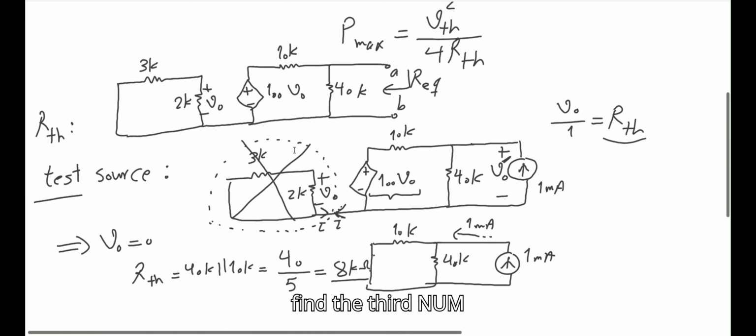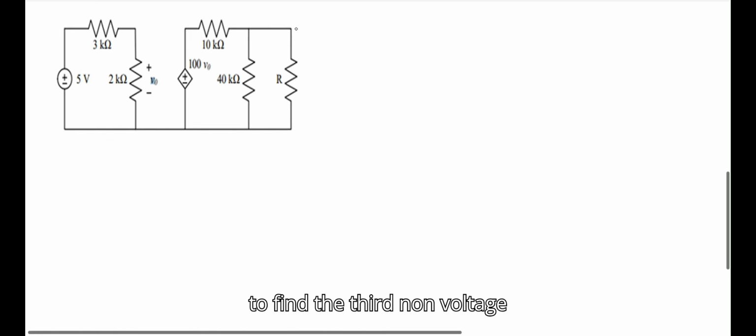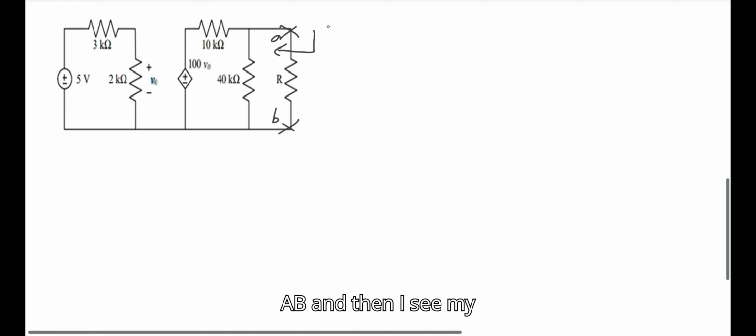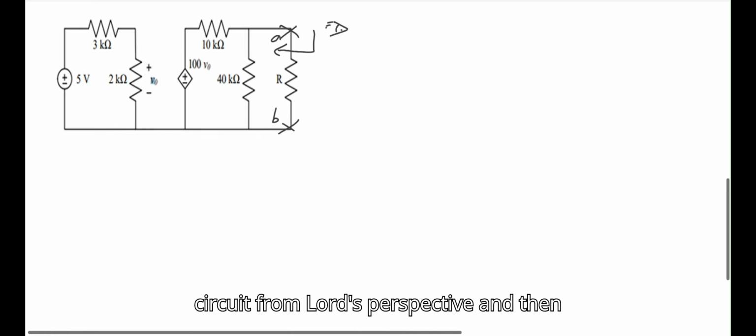In order to find the Thevenin voltage, I would just open my load from these terminals, let's call it A, B, and then I see my circuit from the load's perspective, and then I try to find the open source voltage seen from my load's perspective.